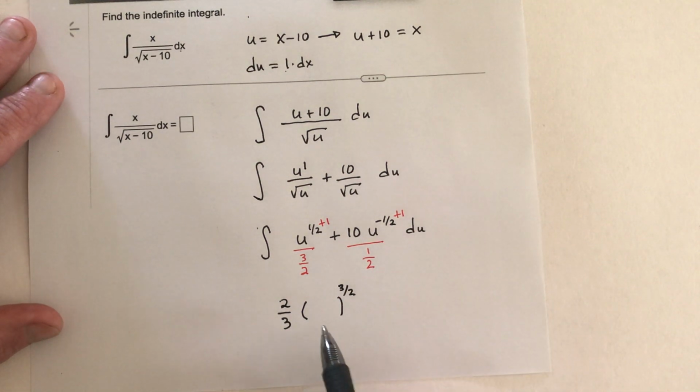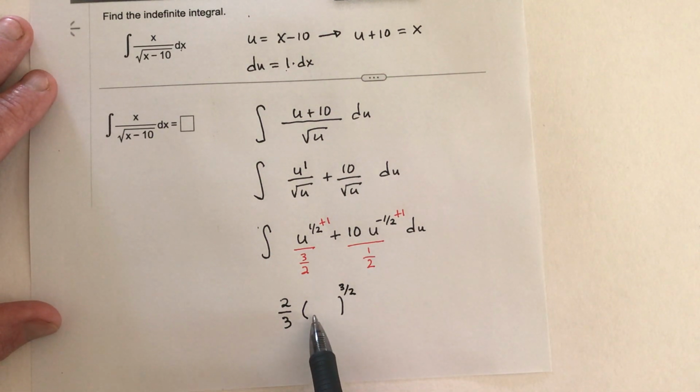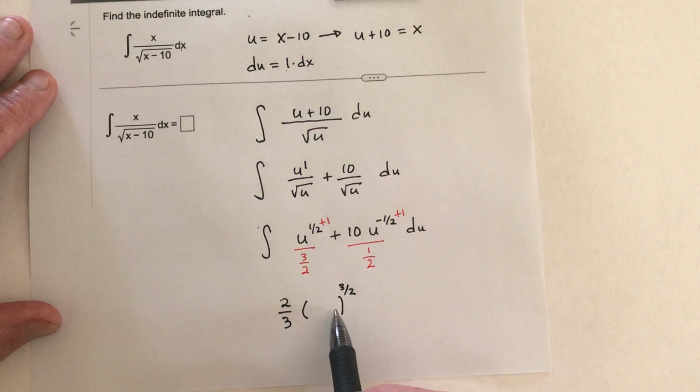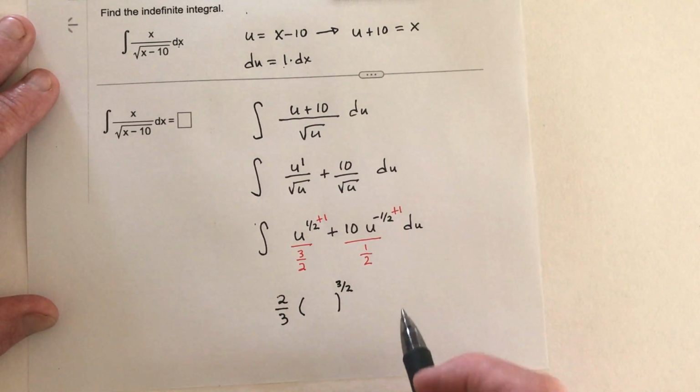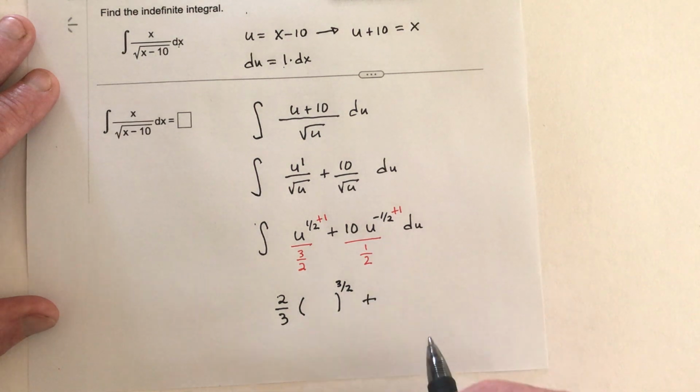And because I know I'm going to have to replace the u, sometimes I don't even write the u, I just write parentheses to save a little bit of time. It saves me one step at the end. Then move on to the next one.